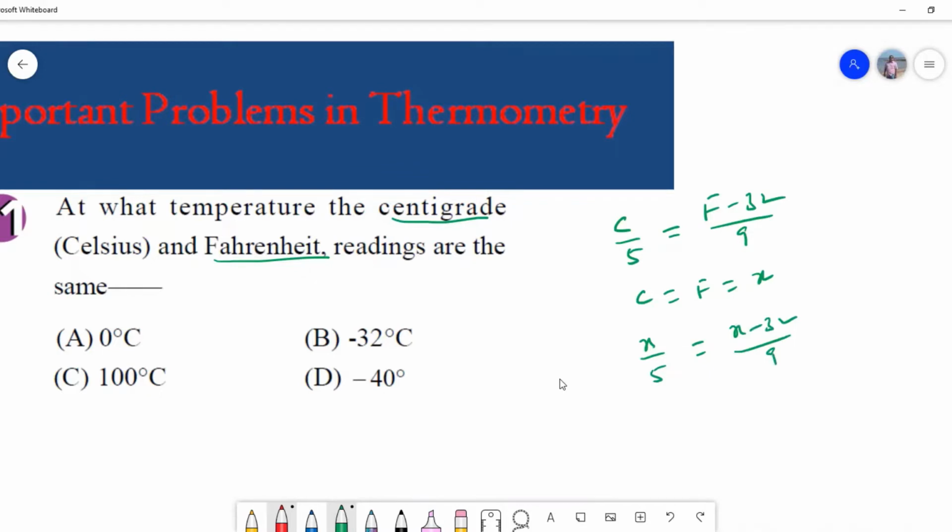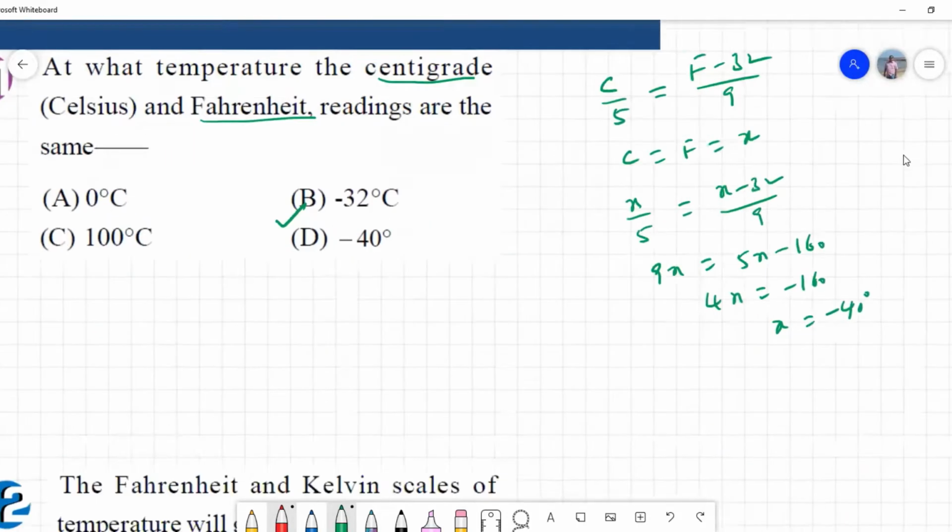Just cross multiply that. So you'll get 9x is equal to 5x minus 160. 4x is equal to minus 160. X is equal to minus 40 degrees. So that means the readings, whether you say minus 40 degrees centigrade or minus 40 degrees Fahrenheit, both are the same. They show the same reading at minus 40 degrees.